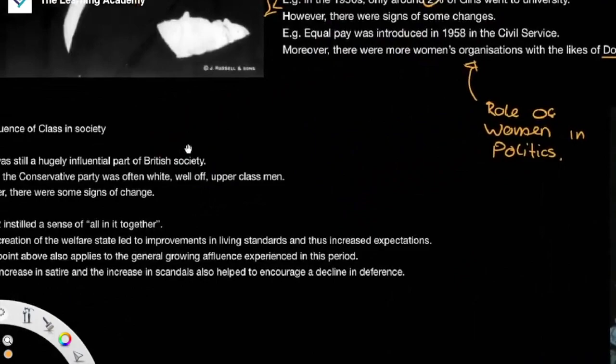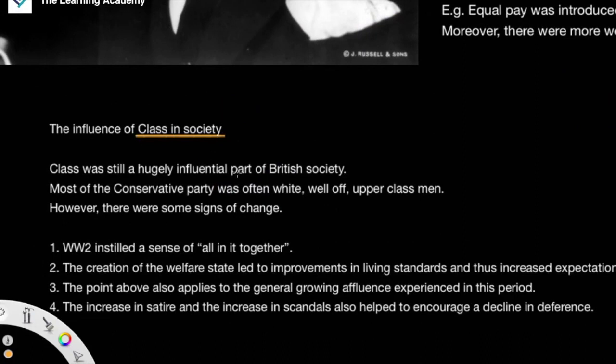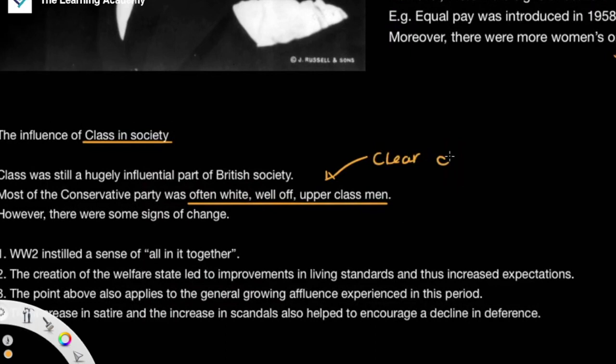The final thing I want to talk about is the influence of class in society, because class still played an incredibly important and influential role in British society. It was still ingrained into the societal structure, as arguably it is today. Most of the Conservative Party was often white, well-off, upper-class men, so a very distinct class of people.